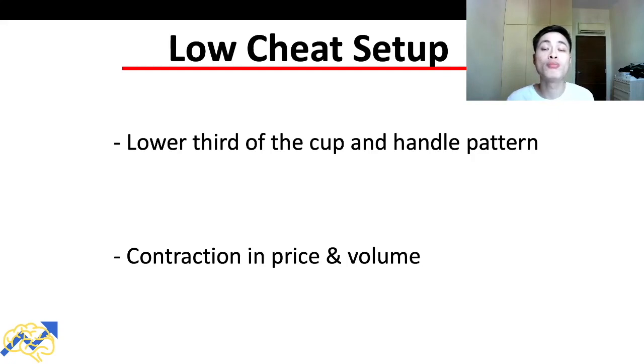So just now we went through Mark Minervini's cheat setup. The cheat setup occurs at the middle third, or just below the halfway point, of the base. The low cheat setup occurs at the lower third of the cup and handle pattern, or the lower third of the base. Similarly, in the low cheat setup, we want to see a contraction in price and volume. So we want to see prices displaying the VCP pattern characteristics at the low cheat setup too. So what does the low cheat setup look like on the chart?